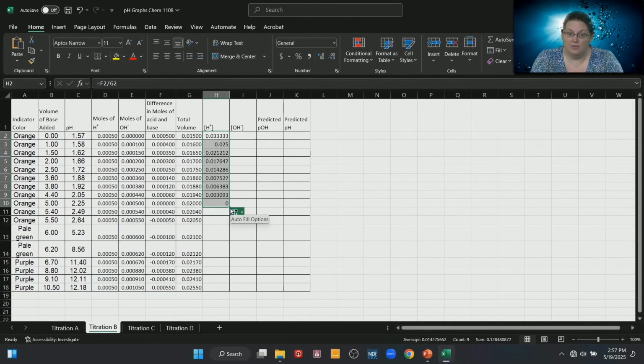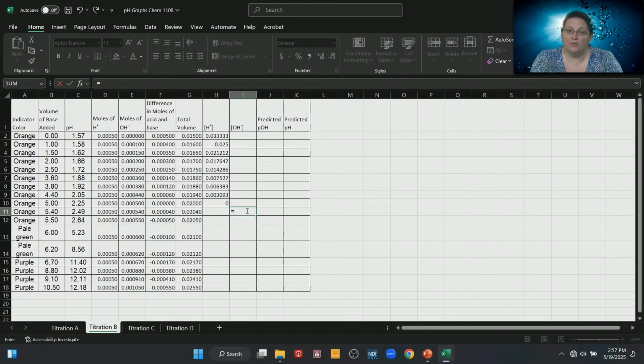The hydronium should be used up at this point. What we're going to be getting is our hydroxide thereafter. We're going to switch over to the hydroxide column, and now we're going to tell it equals, because we want to know what the hydroxide ion concentration is. We're going to then switch over to this column, and now we're going to do the same thing there.